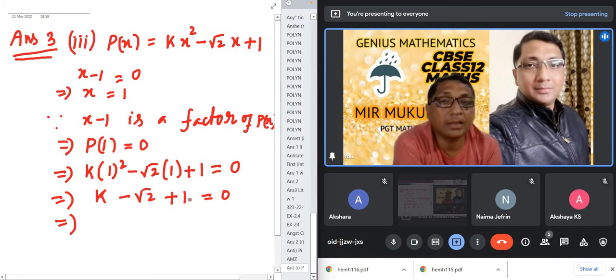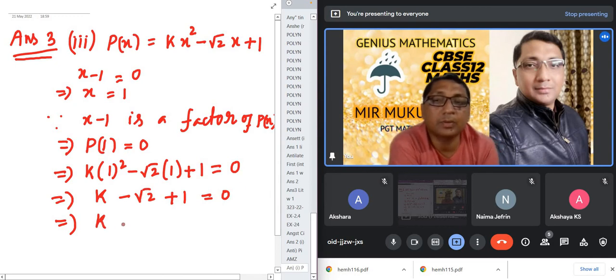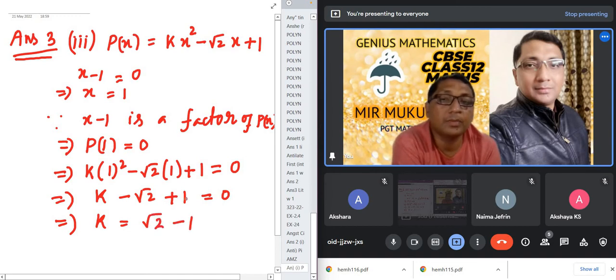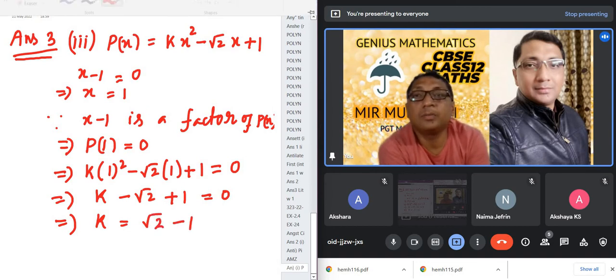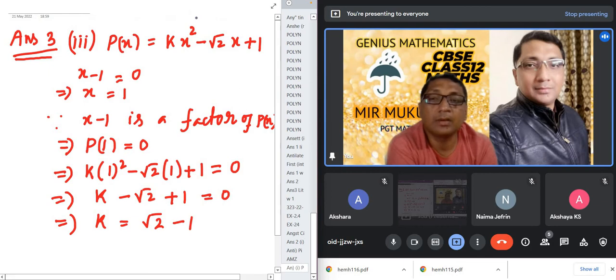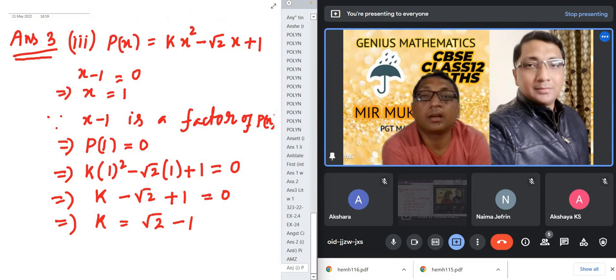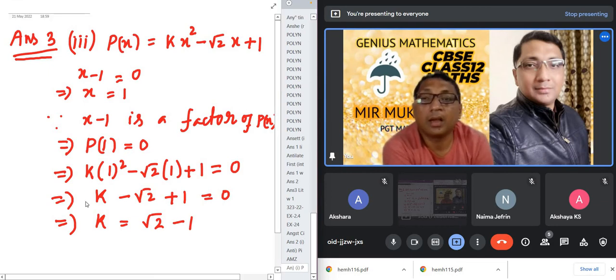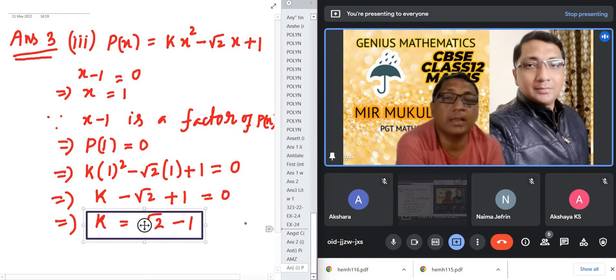Now this is an irrational number. This is a rational number. We can't add or subtract. Now bring these two numbers to the right hand side. So k equals to root 2 minus 1. And this will be our answer. So k equals to root 2 minus 1.